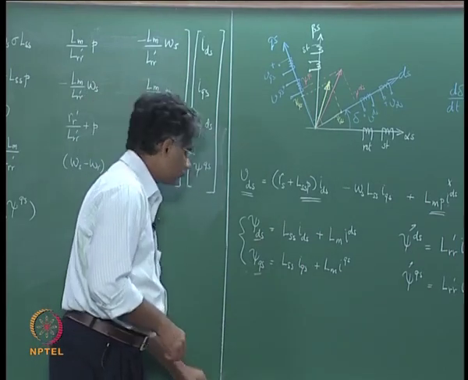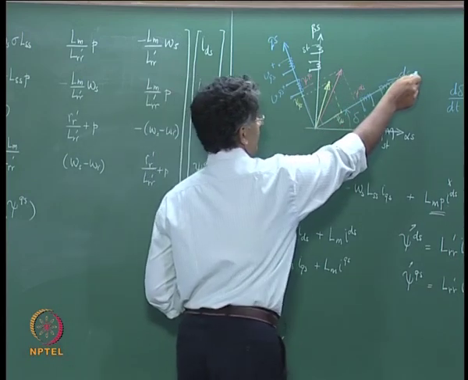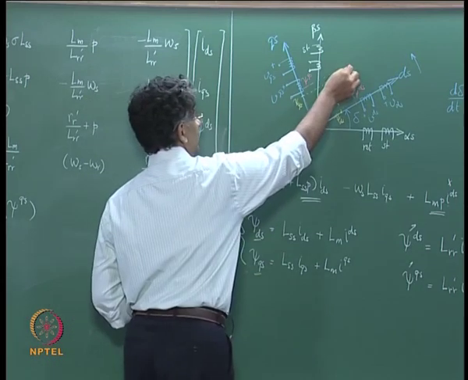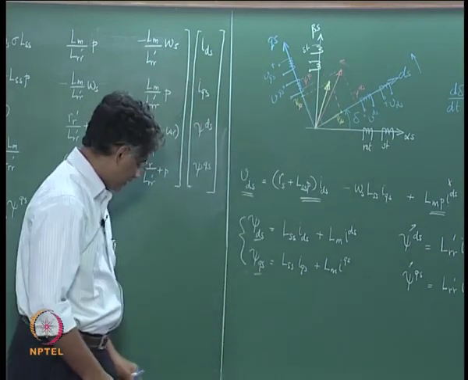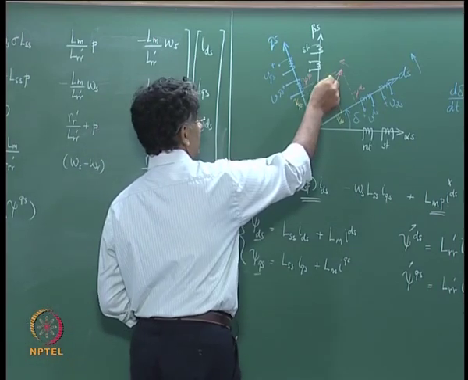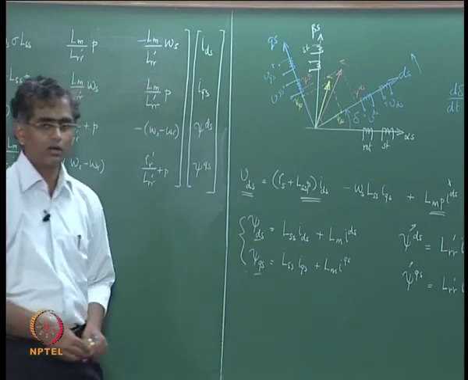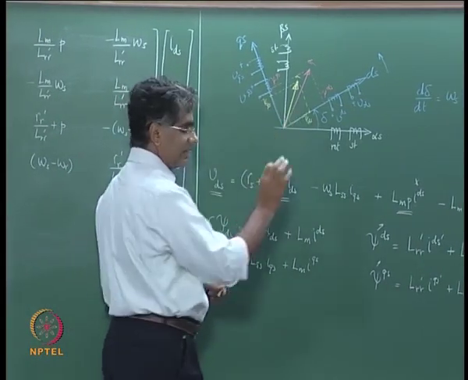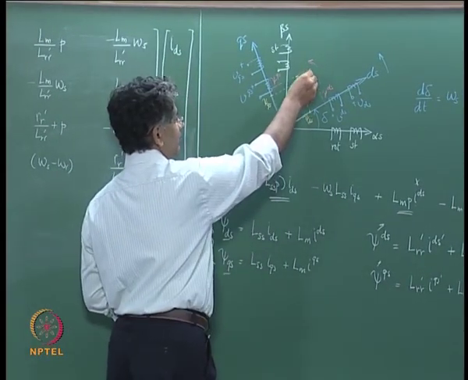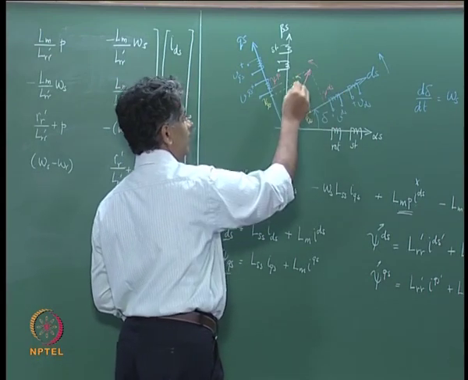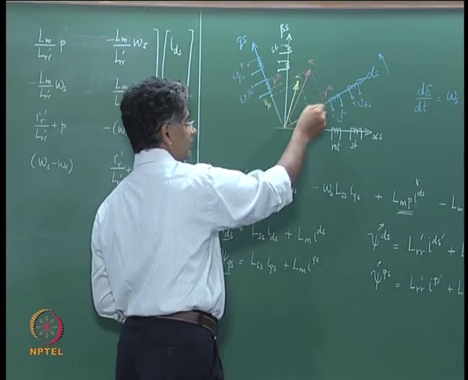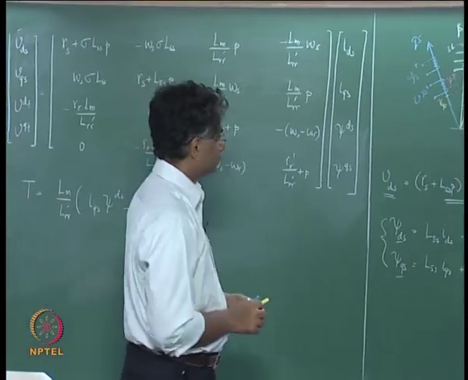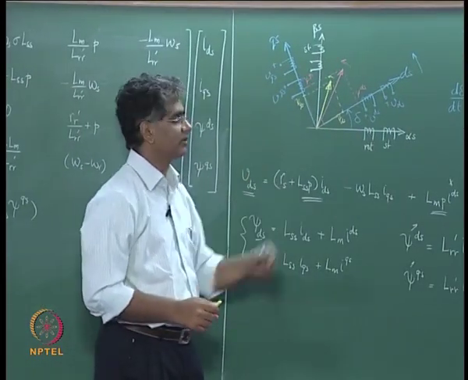Now, all these vectors, this reference frame is rotating at synchronous speed, and then the rotor flux vector is also rotating at synchronous speed, and then the stator flux vector is also rotating at synchronous speed. All of them are rotating at synchronous speed, and therefore, under steady state, the angle that the stator flux vector makes with respect to the d axis is going to remain fixed. It is not going to change with respect to time, because all of them rotate at synchronous speed.